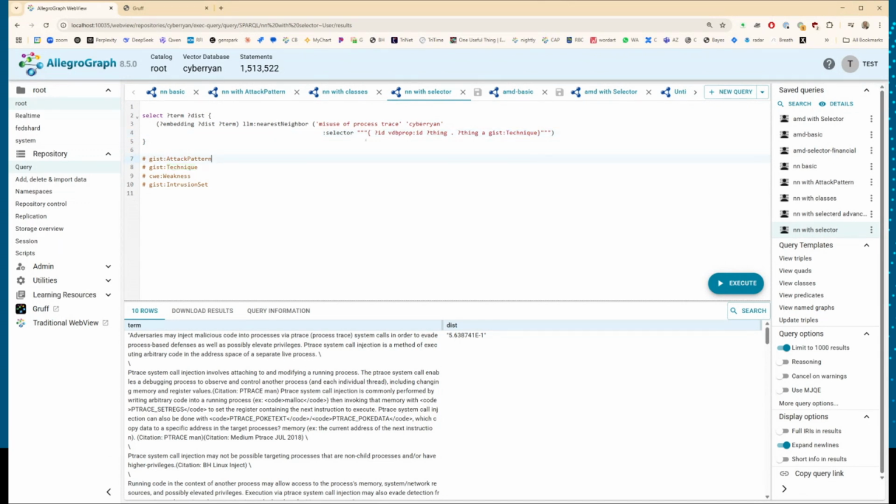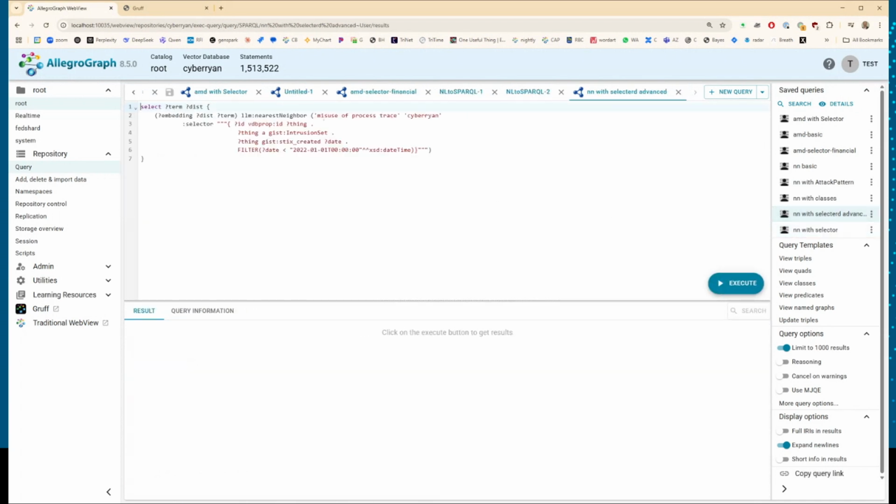Now, by the way, this selector thing: what you see here is a SPARQL clause, and then here you have a selector, and this is a completely normal SPARQL query. You could put anything you want. So here we have another one where you say, I want to match this term, but I only want to do it in intrusion sets where the date is before 2022. So you see how detailed you can be in telling the system where to look for the strings you're interested in. And so I can execute this one.